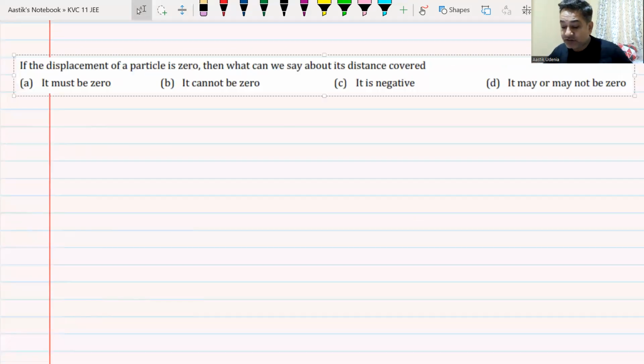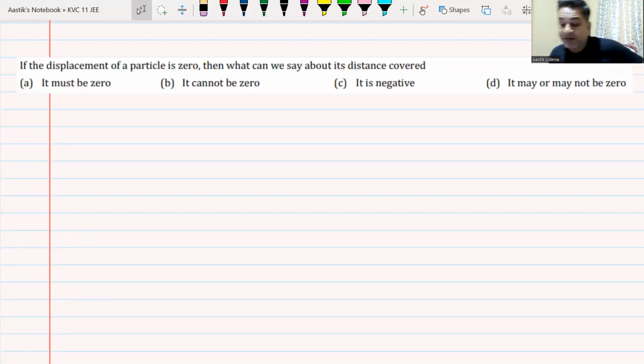And here is the question. If the displacement of a particle is 0, then what can be said about the distance covered? It must be 0. It cannot be 0. It is negative. It may or may not be 0. And the answer is? Option B. Option B, it cannot be 0.